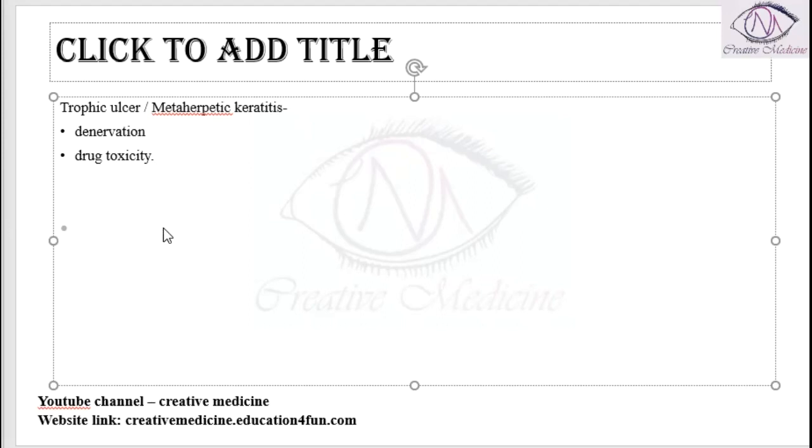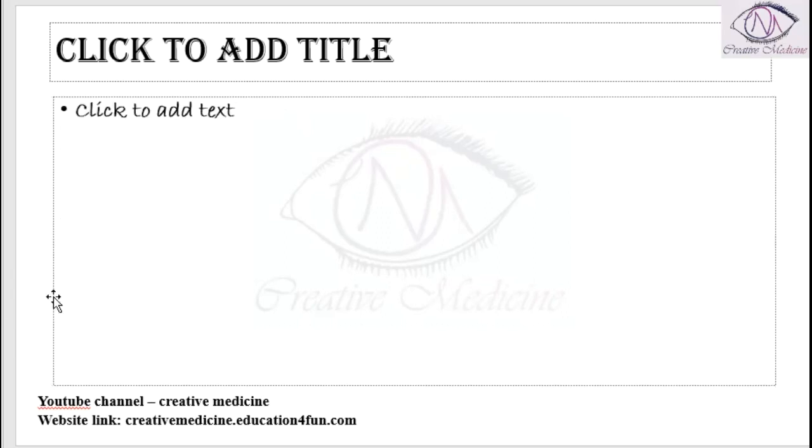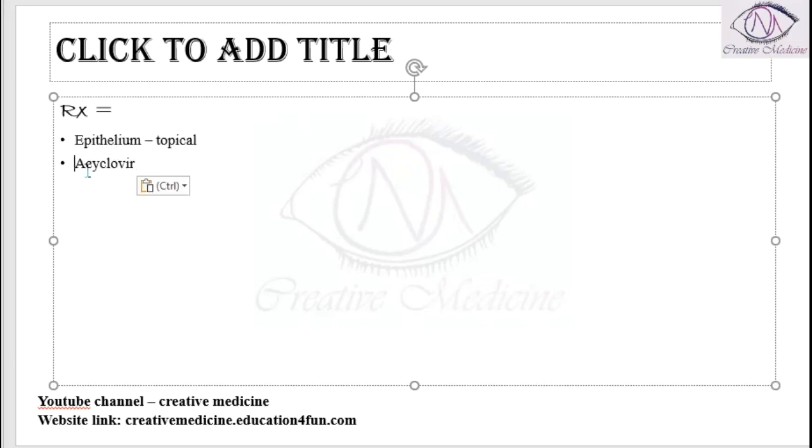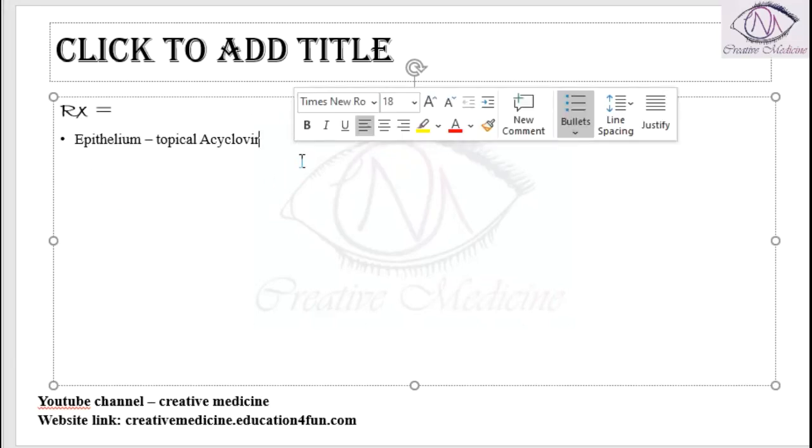Then the diagnosis of viral keratitis is done with the help of PCR. The treatment depends upon the type of involvement in keratitis. If the epithelium is involved, topical acyclovir is sufficient.